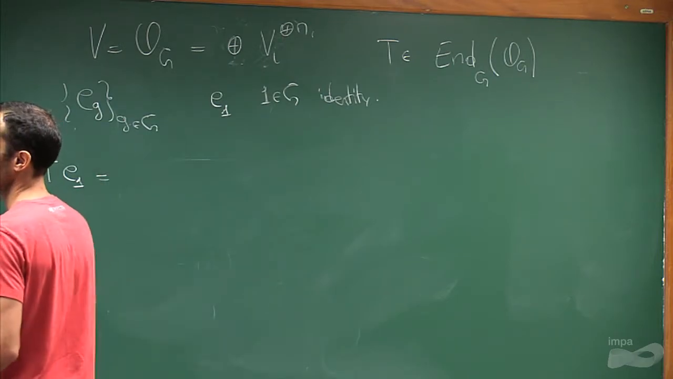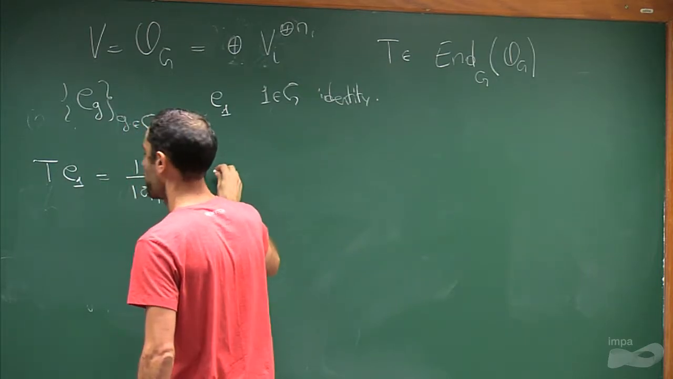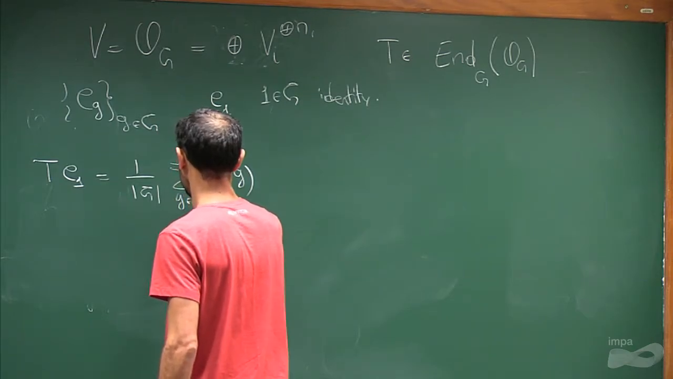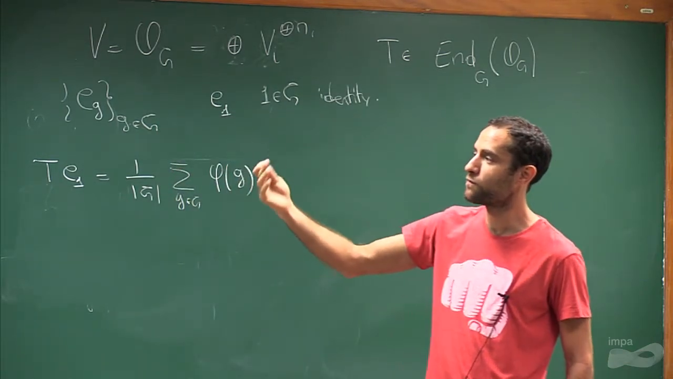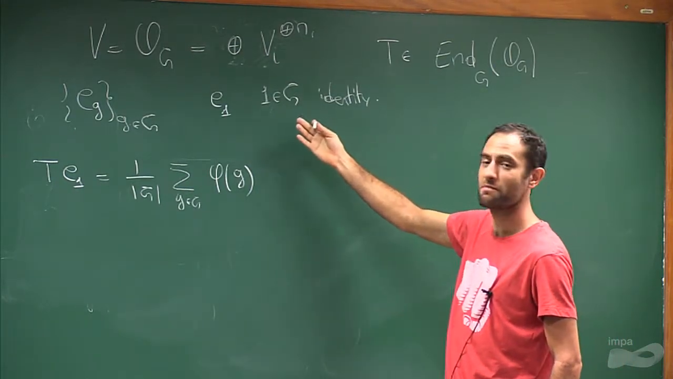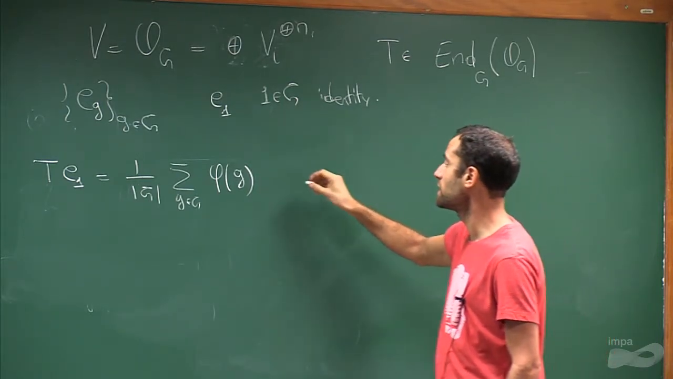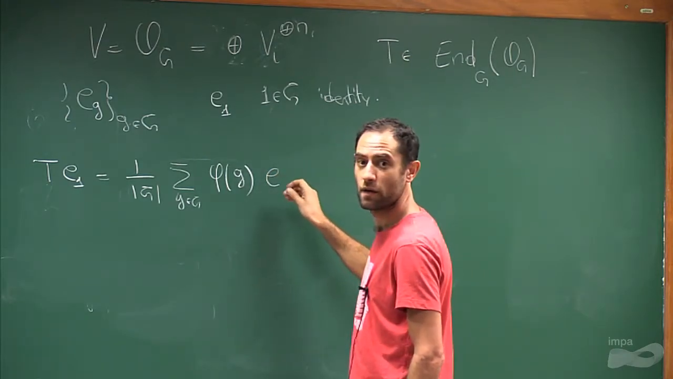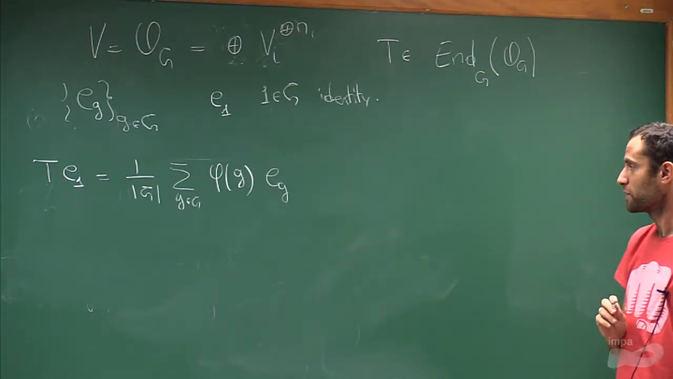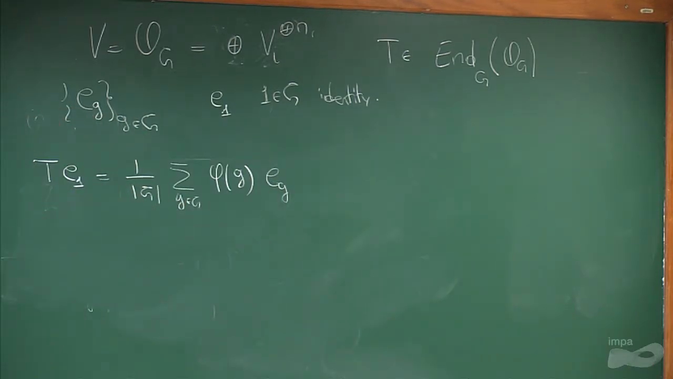That by definition is 1 over |G| times the sum of phi of g, here g in G, and now I need to understand what is rho of g acting on e_1. But the regular representation, remember, was multiplication on the left, right? So this is the same thing as e_g. Okay, good. So that's T of e_1. So that's the one thing we can do. So now what else?